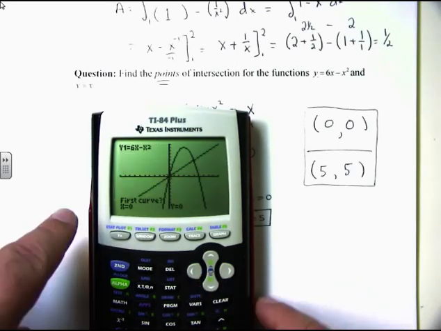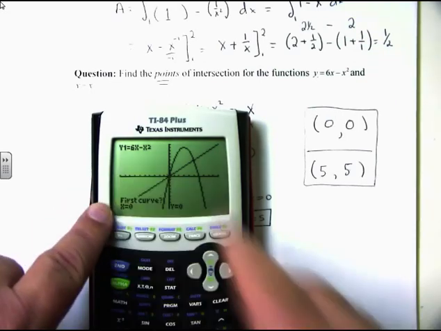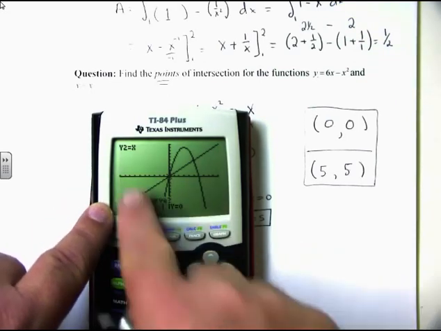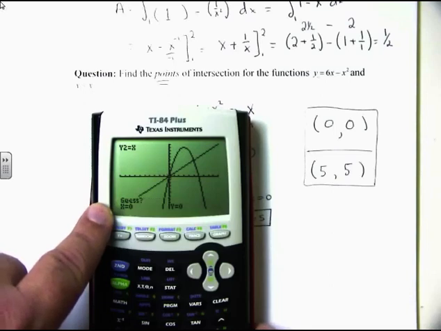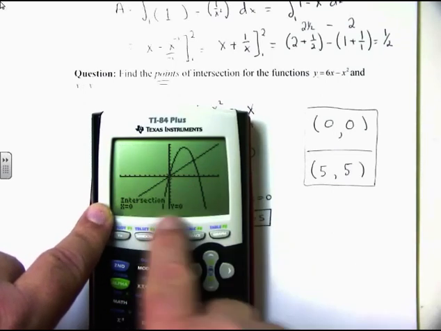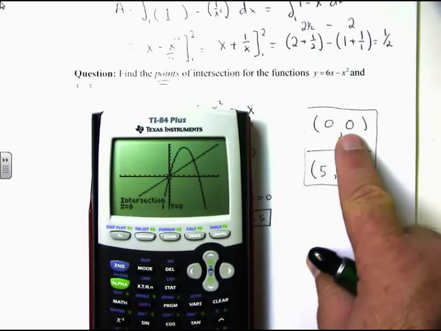It's going to ask you a couple questions here. Is that the first curve? Yep, pretty much. I put two curves in there. Is that the second curve? Yep, pretty much. I'm guessing it's right about there at the origin. And my first point of intersection is 0, 0.